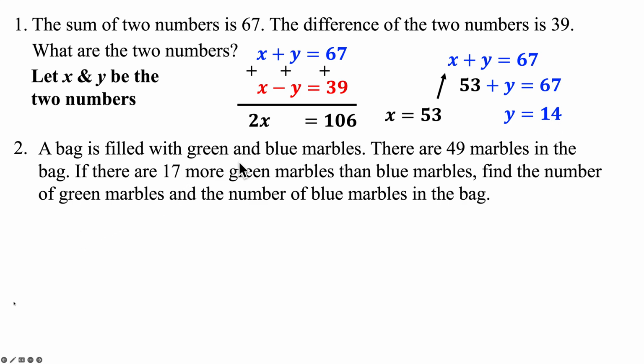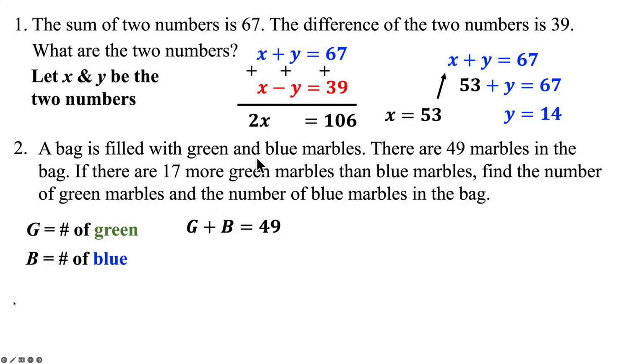A bag is filled with green and blue marbles. There are 49 marbles in the bag. If there are 17 more green marbles than blue marbles, find the number of green marbles and the number of blue marbles in the bag. So G for green, B for blue. Total marbles in the bag, 49. So G plus B equals 49.